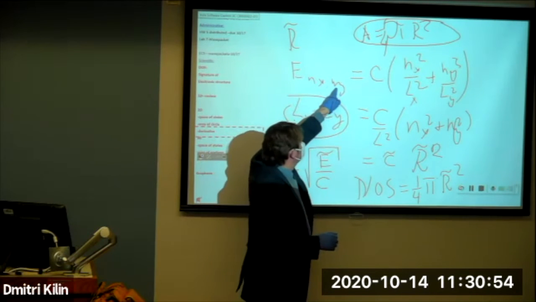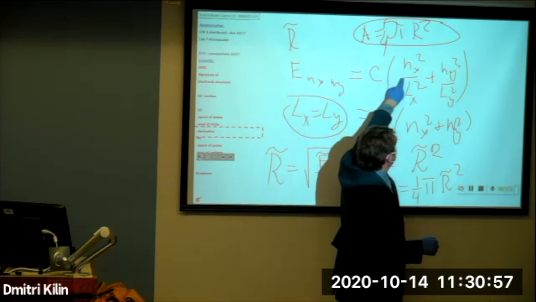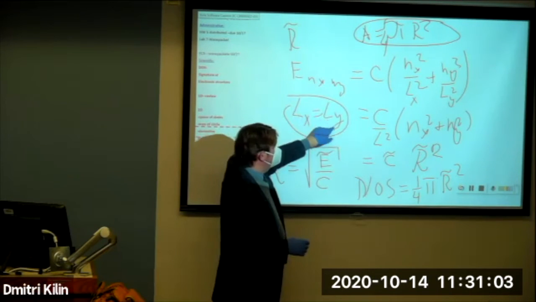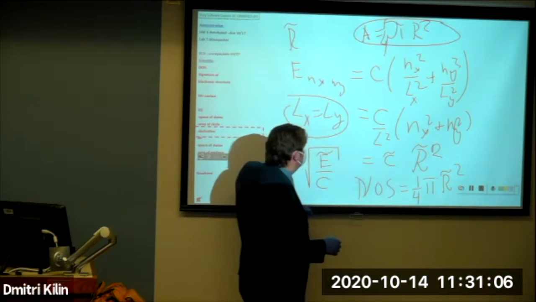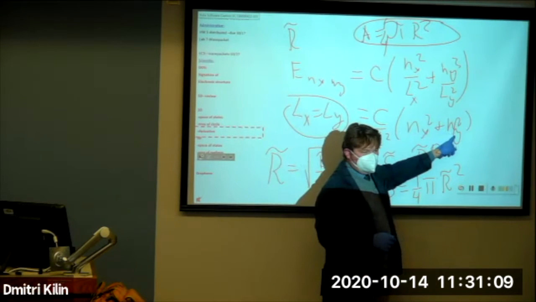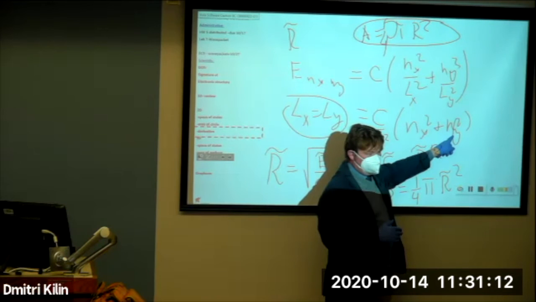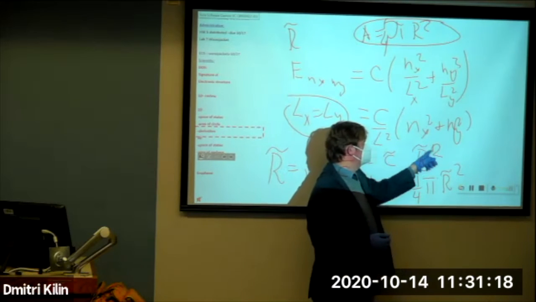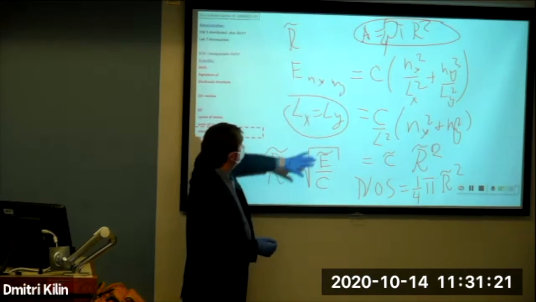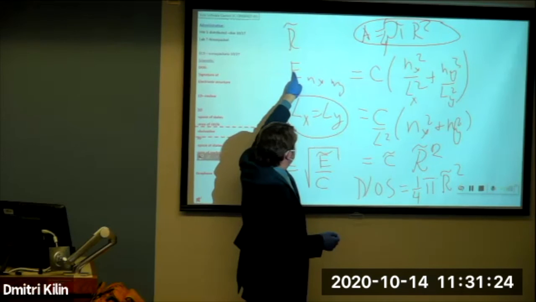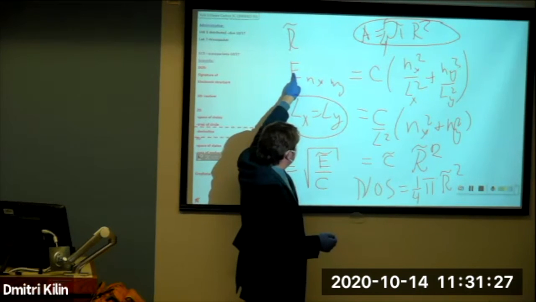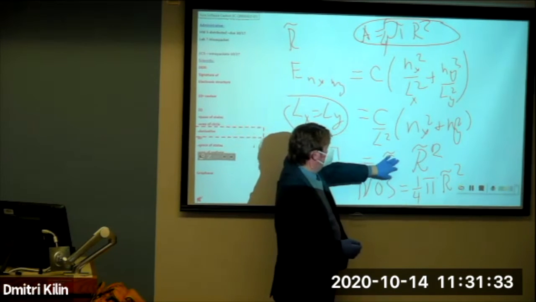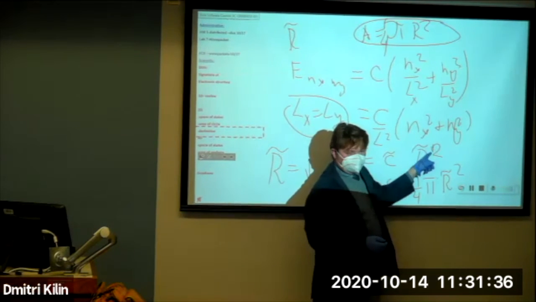Energy as a function of quantum numbers: all constants, I don't care what they are, times nx squared plus ny squared. If sizes of the box are the same, we can pull it into the constants. And this nx squared plus ny squared is just the radius in this created auxiliary space, so you can call it radius squared, r tilde squared. So the energy of a particle in the box specified by quantum numbers nx and ny will be a combination of constants times radius squared, right?